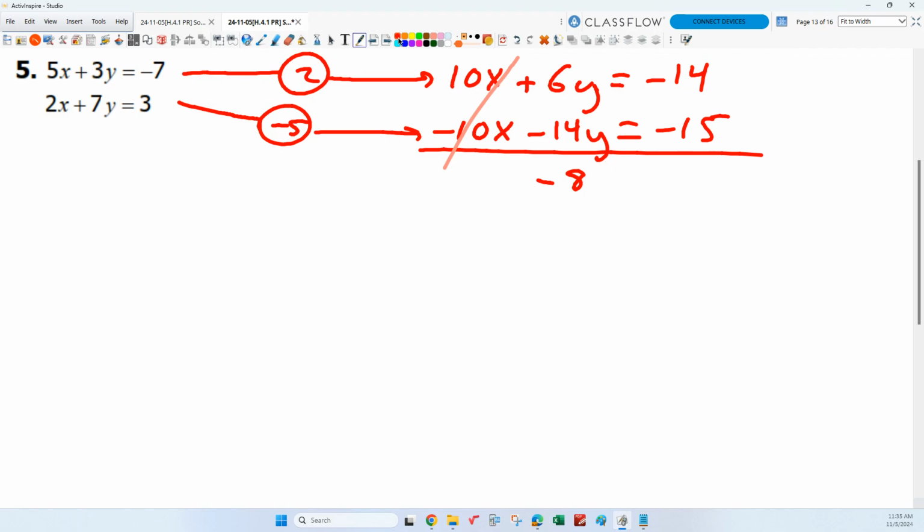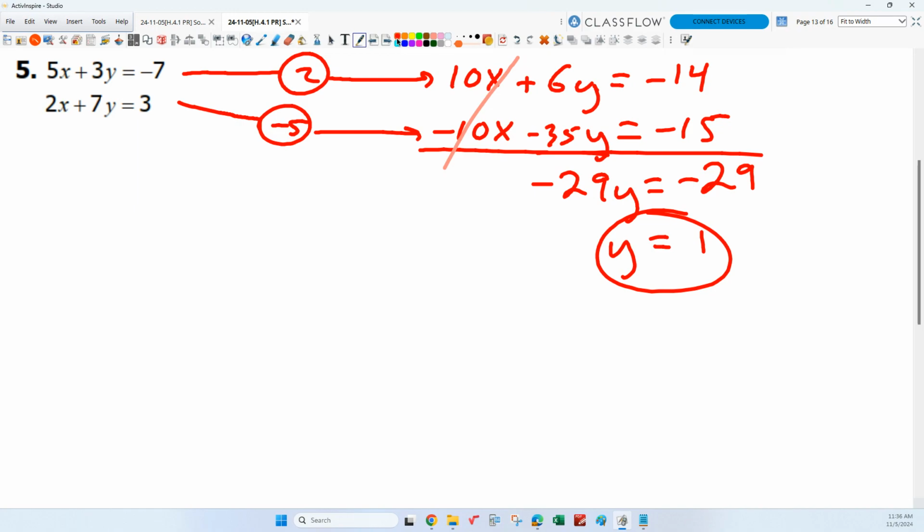I think I messed something up here. Oh, that's supposed to be, I multiplied by 2. What's that supposed to be there? I was supposed to multiply by -5. Yeah, that should have been -35, huh? Okay, so now 6y minus 35y, what is that, -29y? Equals -29, so what's y?